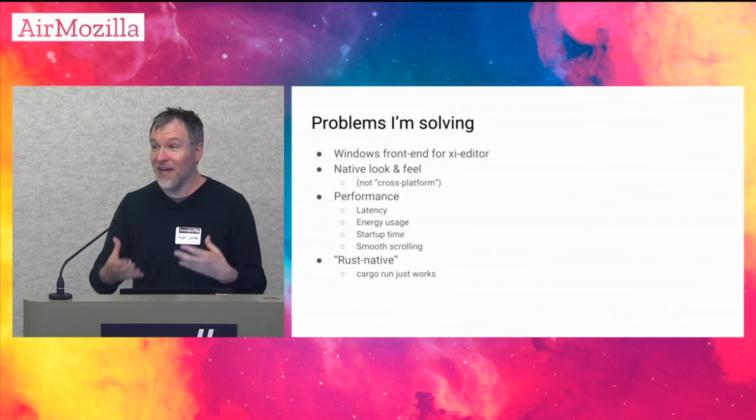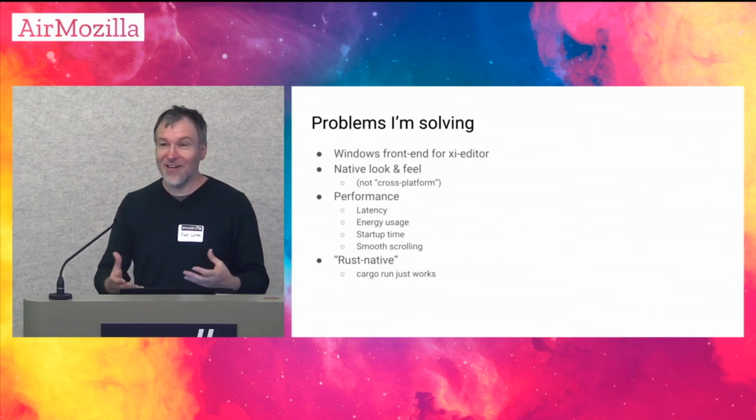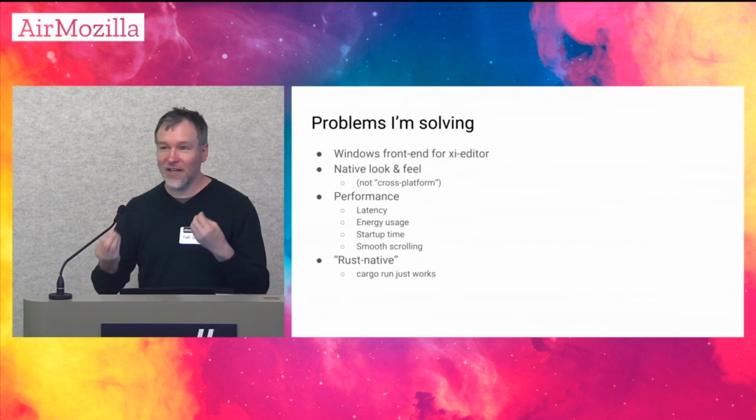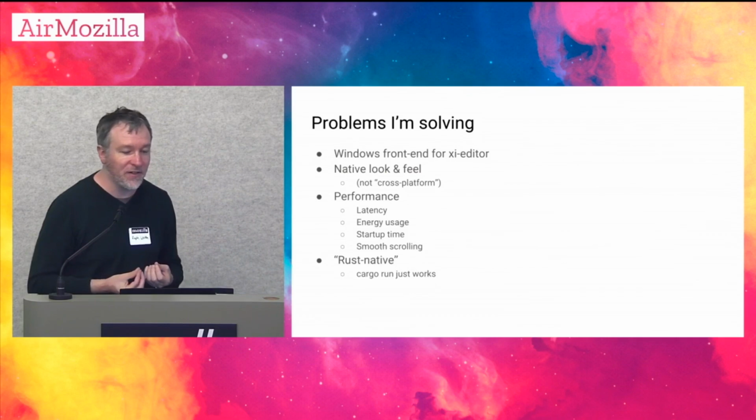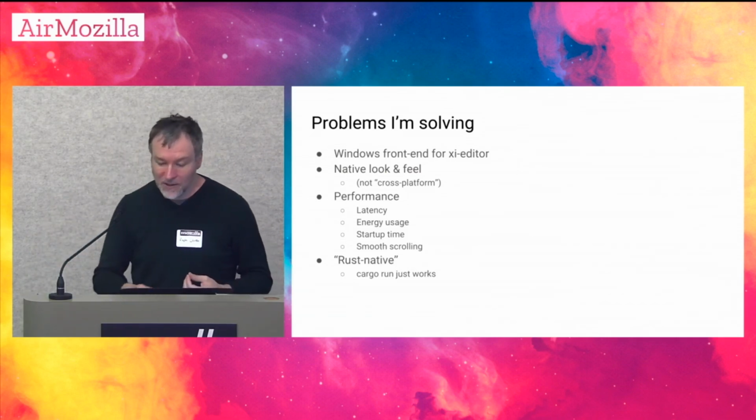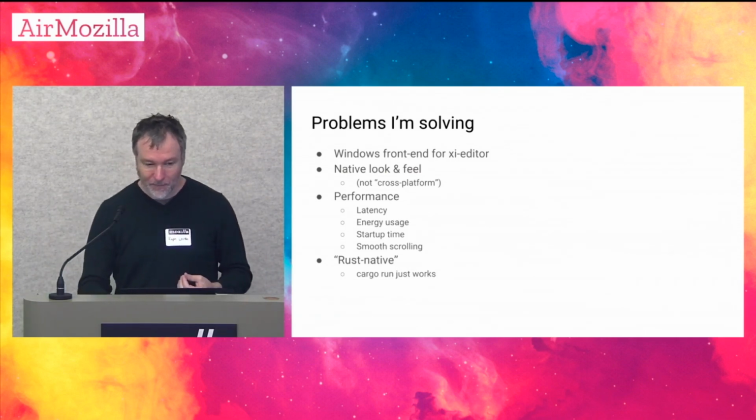Another goal of the work is that I want this to be very easily usable from Rust. If I have a GUI program, it would be great if I could just type cargo run and there's no complicated management of non-Rust dependencies or anything like that. It should just build an executable that will be a GUI app.